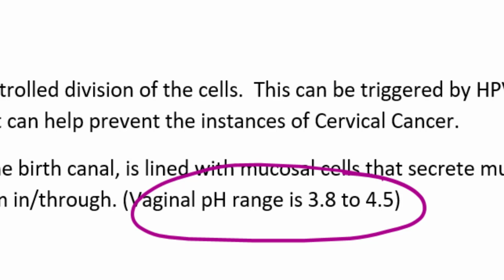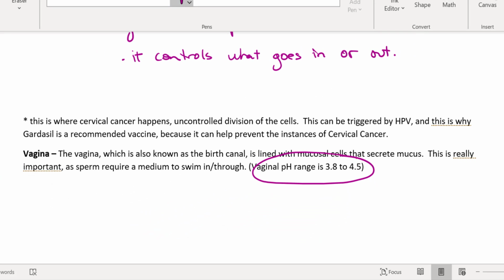And this is why, if you think back to our sperm anatomy and the pathway of sperm, it's really important that all those secretions take place so that it's going to reduce the amount of acid in the vagina. So it's going to increase the pH to about 7.